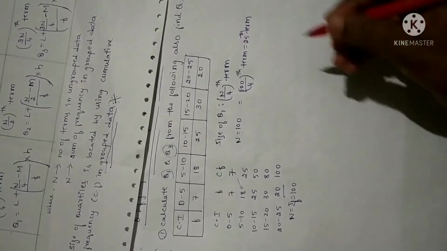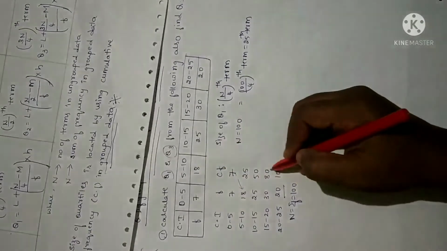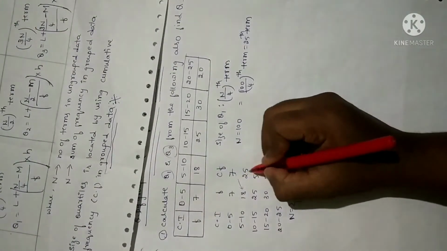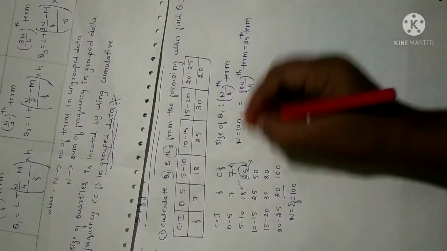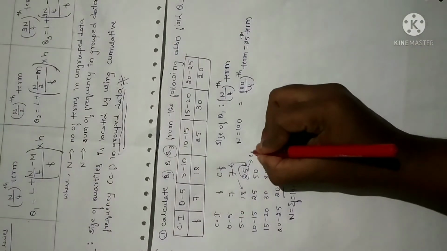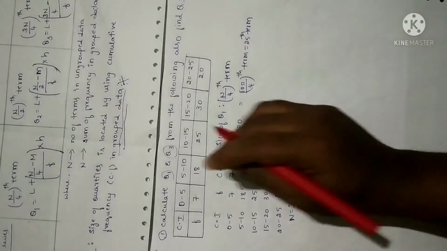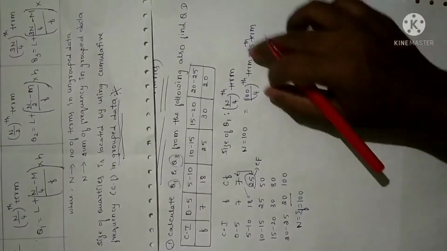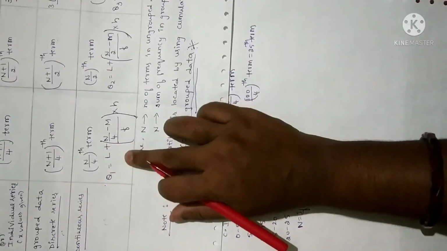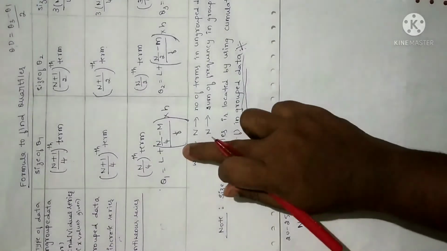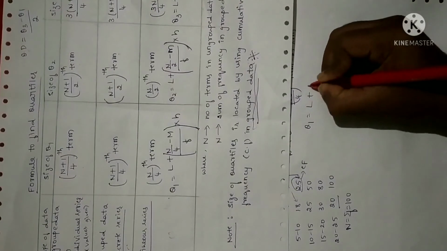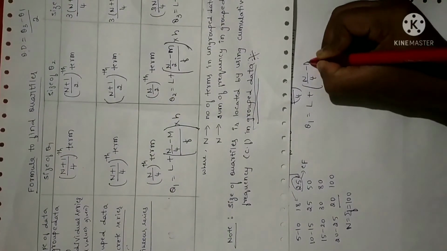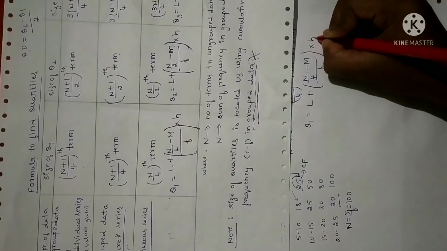As usual, you have to choose the 25th term from CF. So 25 clearly lies between 7 and 25. Among these, the highest value is 25. Anyhow, it is equivalent to 25, no matter. So it will be CF. Now to find Q1, we are just locating the number here. To find Q1, you have to use the formula I have written here. Let me write the formula: Q1 is equal to L plus n divided by 4 minus m divided by f into h.